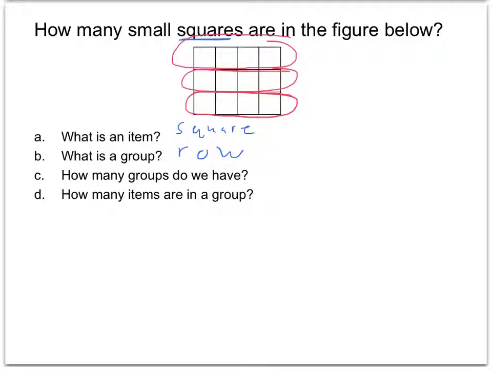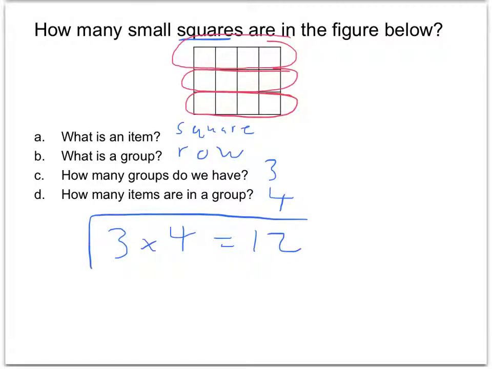How many groups do we have? Well, there's 3 groups. How many squares are in each one of those rows? Well, there's 4. And so then the answer is, well, we have 3 groups times 4 squares in each group. 3 times 4 is equal to 12. So there's our answer in terms of multiplication.